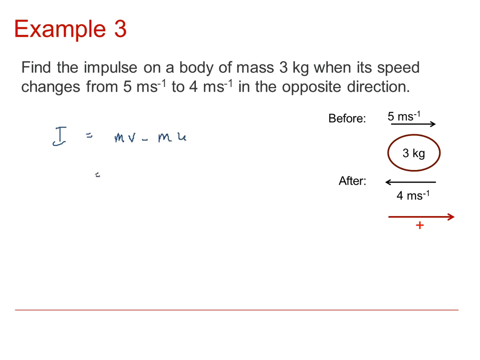v is going to be negative in the direction that we've defined as our positive direction, so we get 3 multiplied by negative 4 minus 3 multiplied by 5, and that gives us a total of negative 27 Newton seconds. In other words, there is an impulse of 27 Newton seconds in the opposite direction to that initial motion.